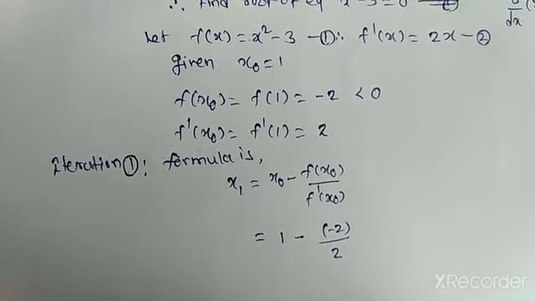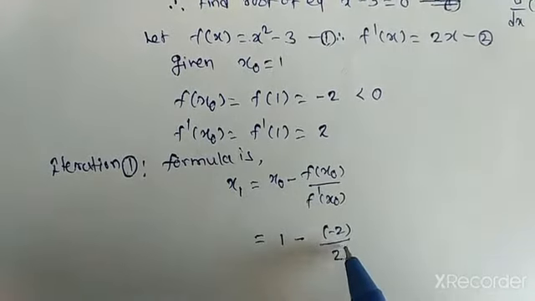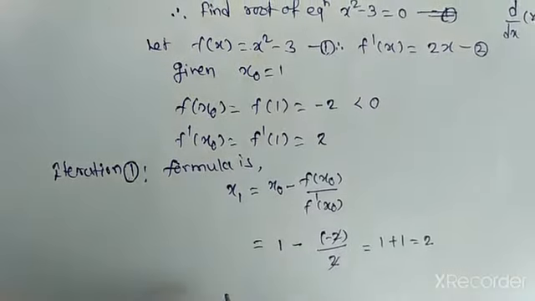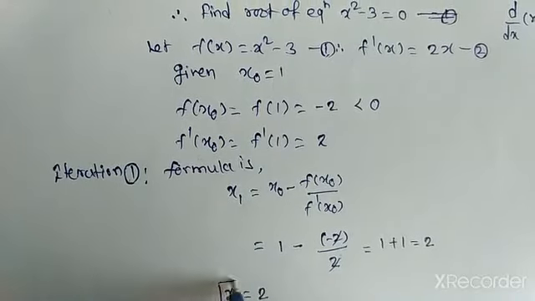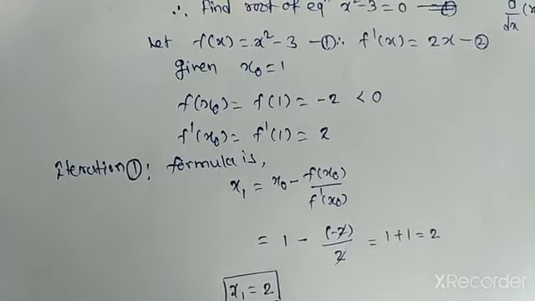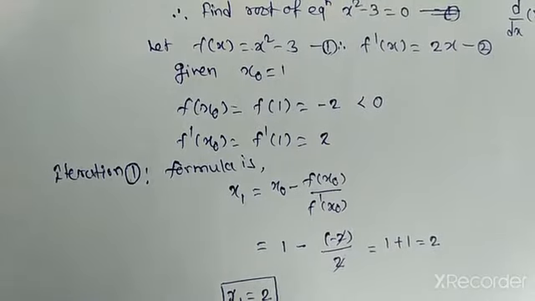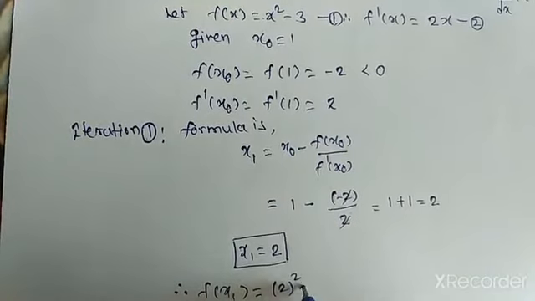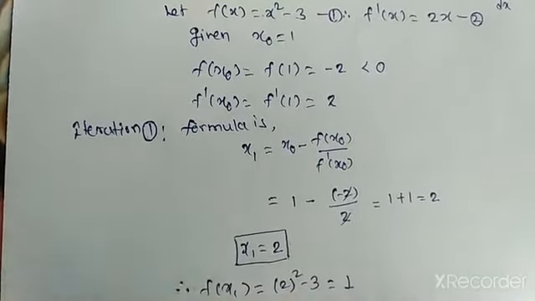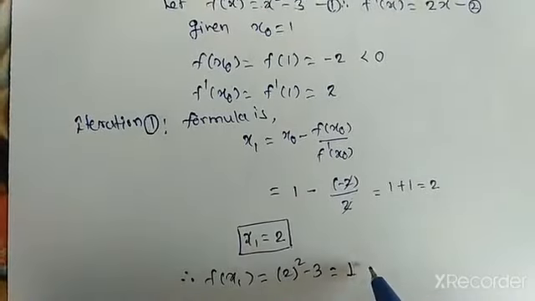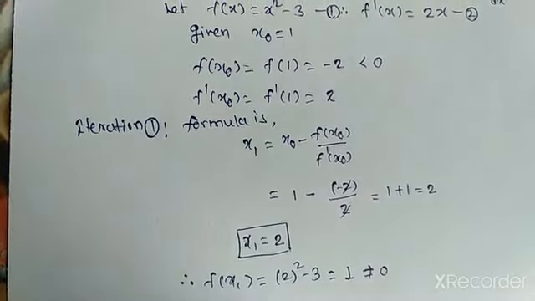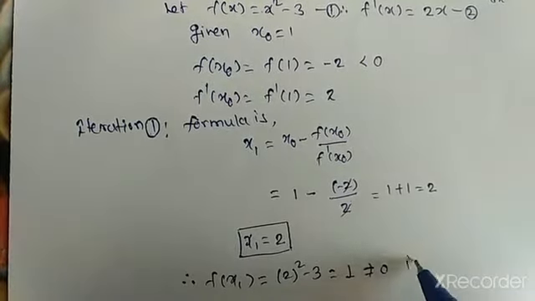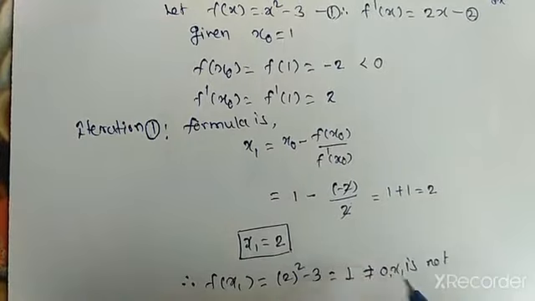So here the 2 will get cancelled. So 1 minus of minus 1 is 1 plus 1, which is equal to 2. So we get x1 equal to 2 as the first approximate root. Therefore f of x1 is 2 square minus 3, which is 4 minus 3, which is 1. Okay, which is not equal to 0. Therefore x1 is not a root.